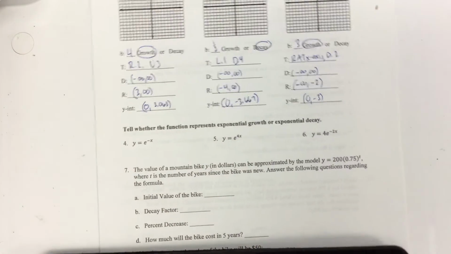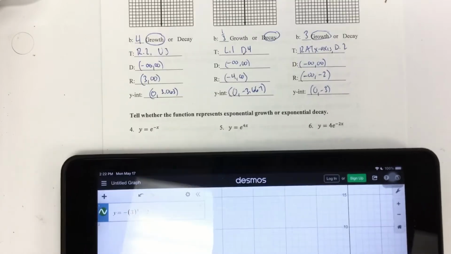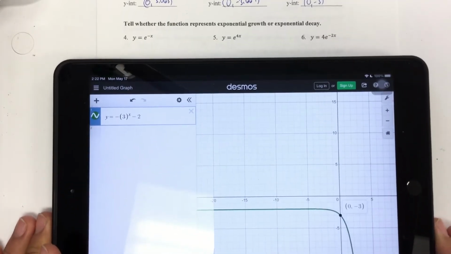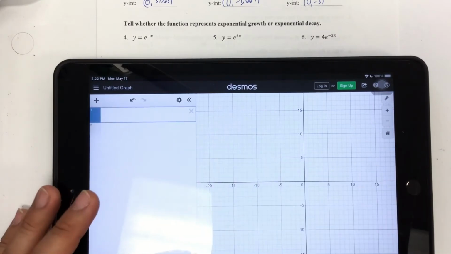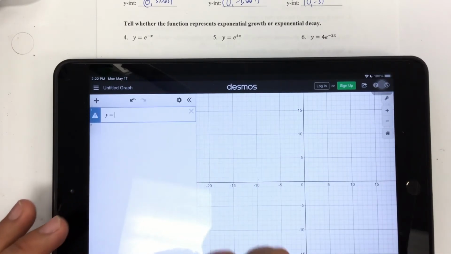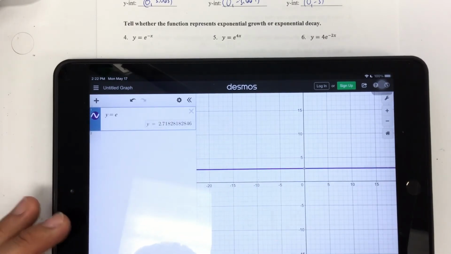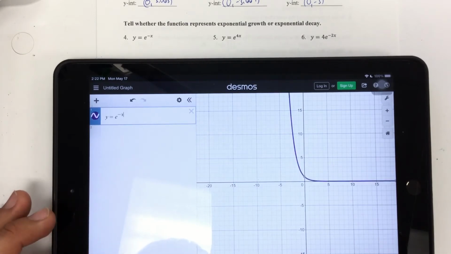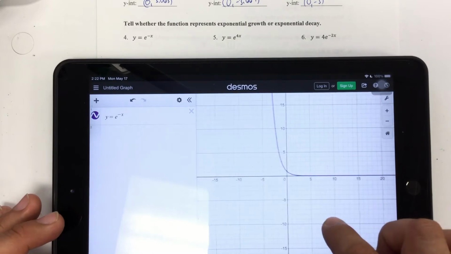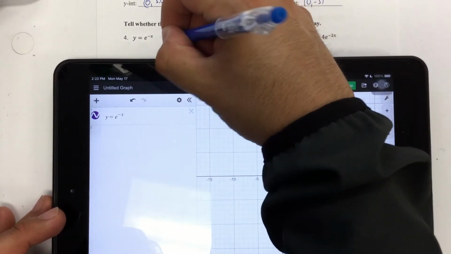So let me just show you the first two real quick so you can see what they look like. So y equals e to the negative x. Let's take a look at this one here. So y equals e raised to negative x. And we can see this one is decaying. So I'm just going to put the letter D for decay.